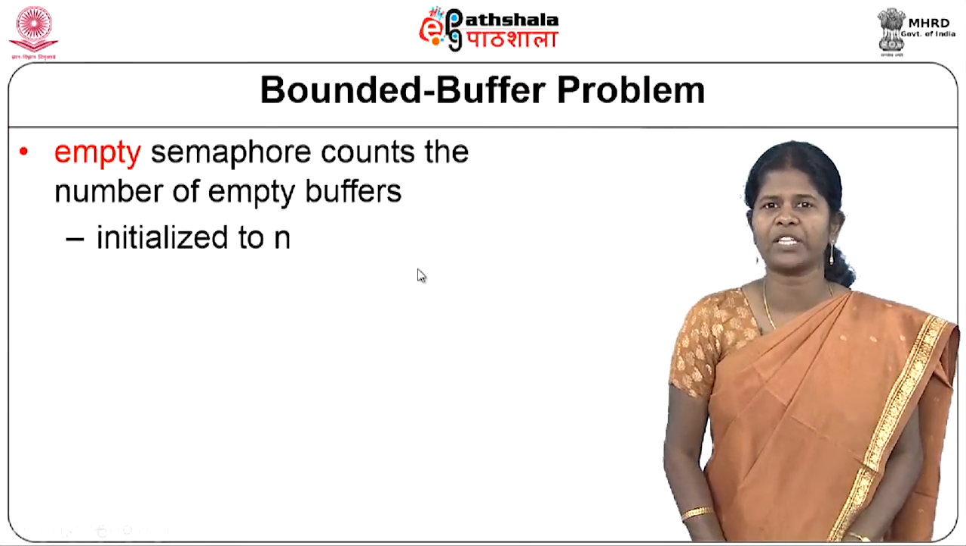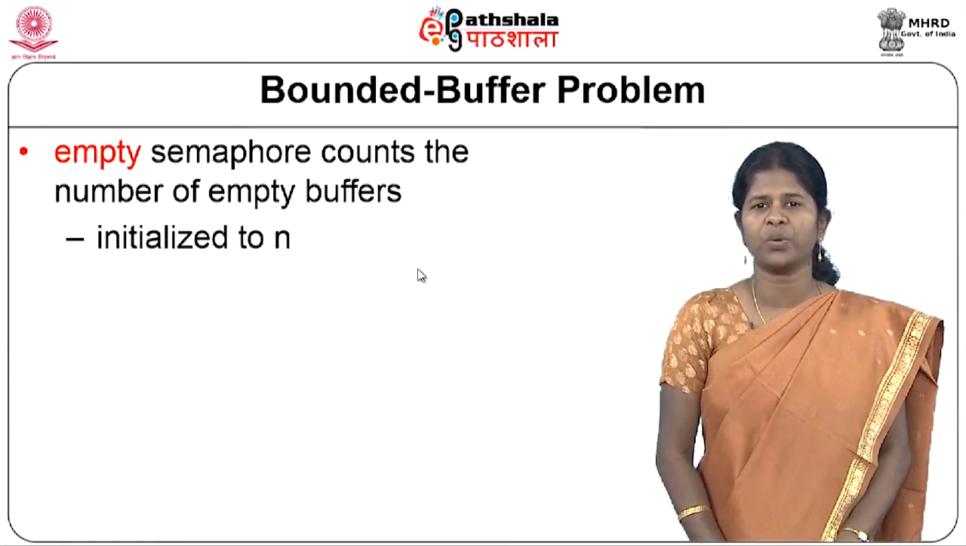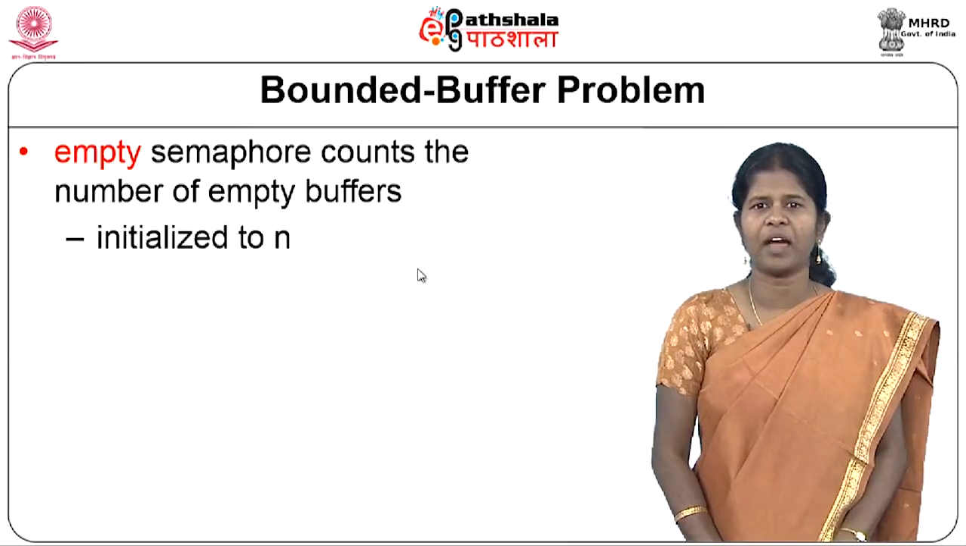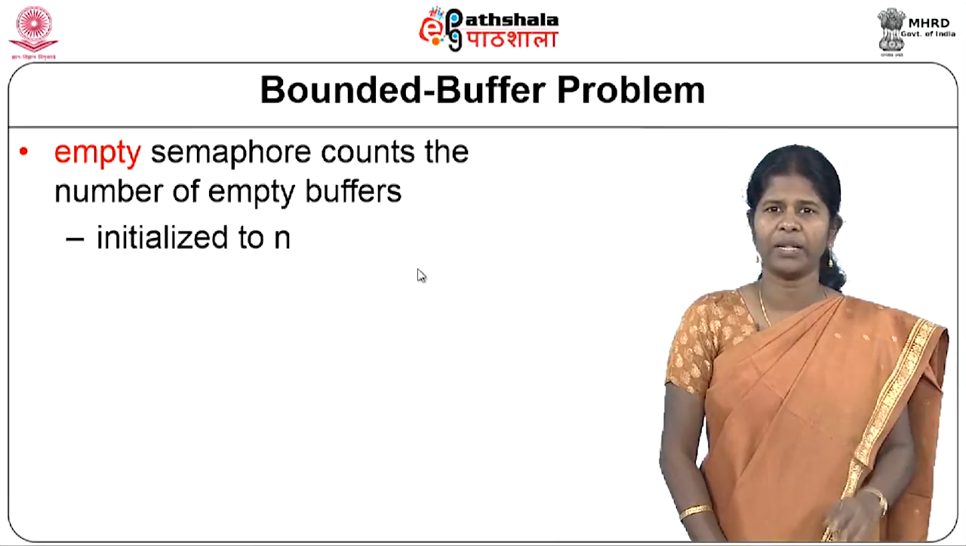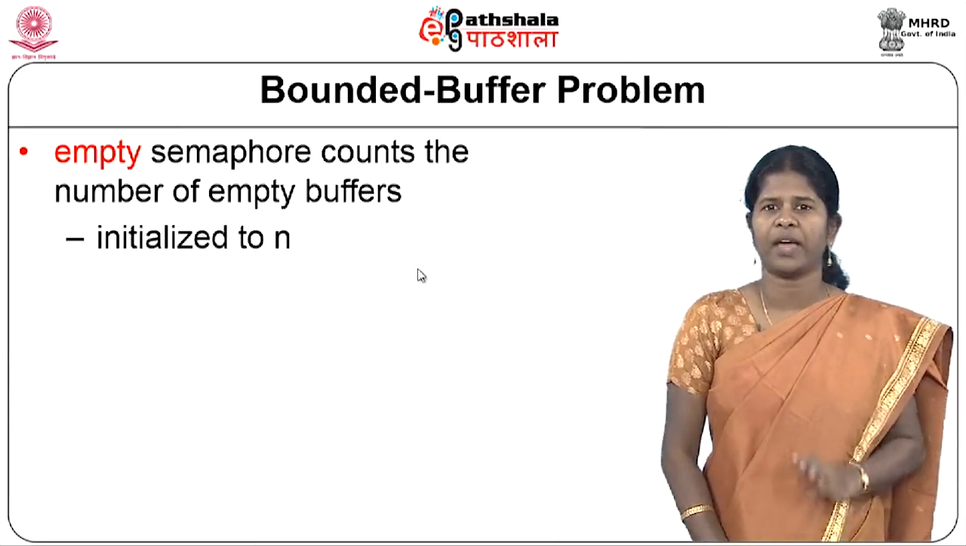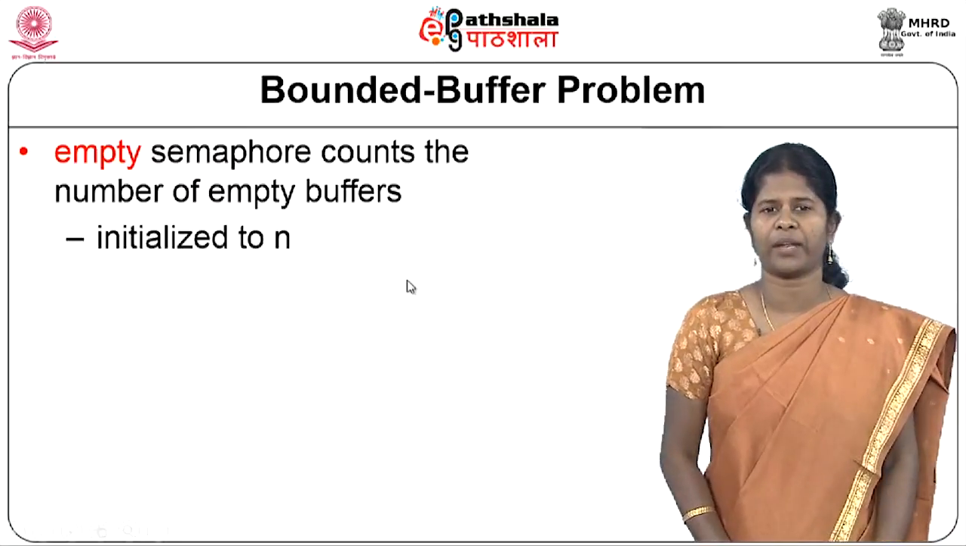The empty semaphore is used to count the number of empty buffers. It is initialized to n. Initially all the n buffers are empty, and hence the initial value of the empty semaphore is set to n.